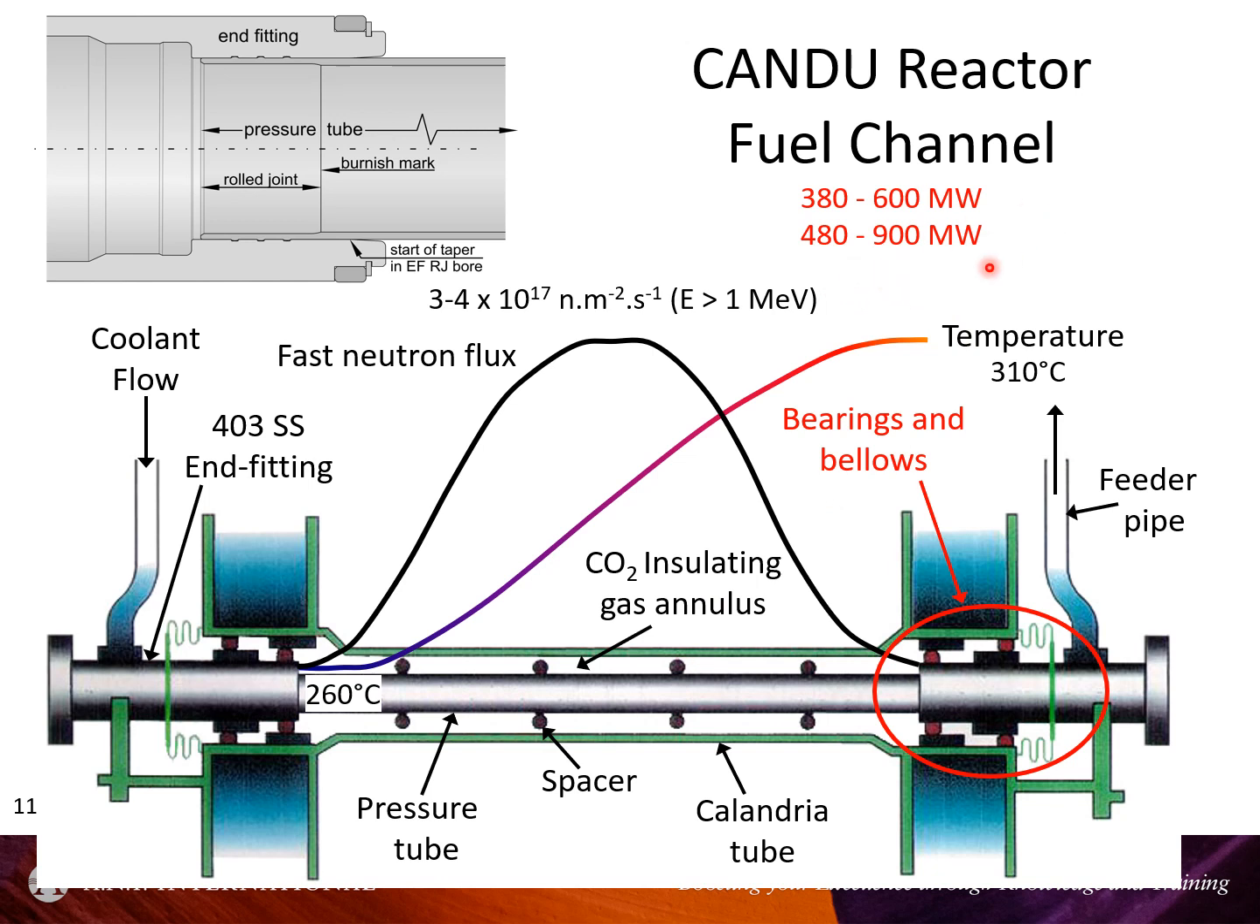Just for completeness, there are 380 of these fuel channels in a typical 600 megawatt calandria reactor, and 480 in a typical 900 megawatt calandria reactor.